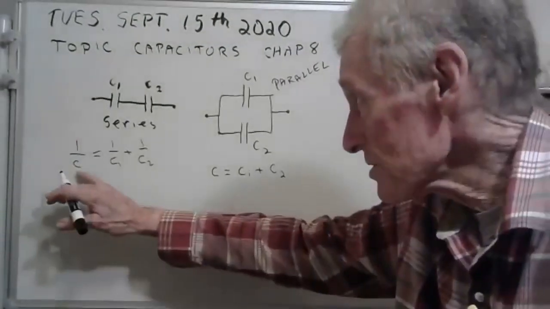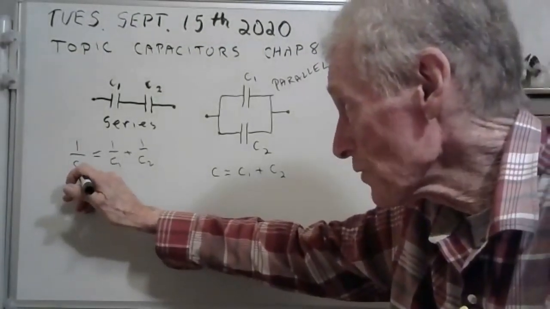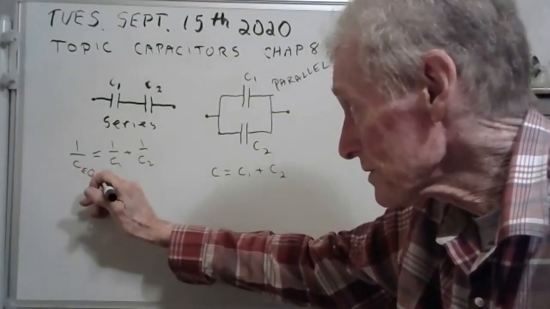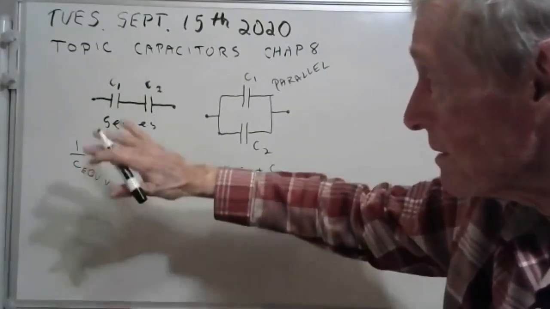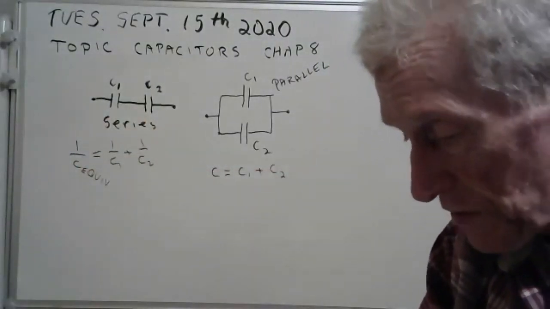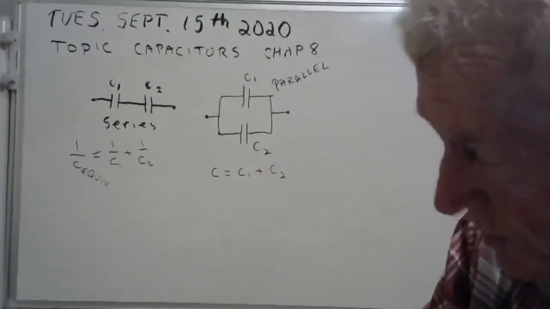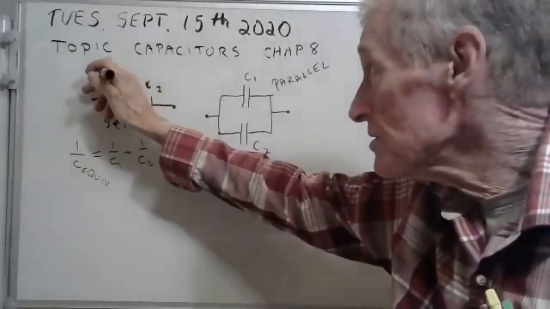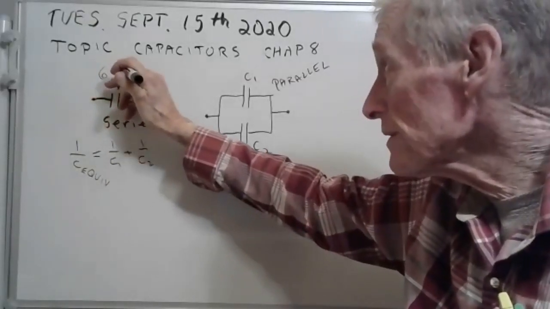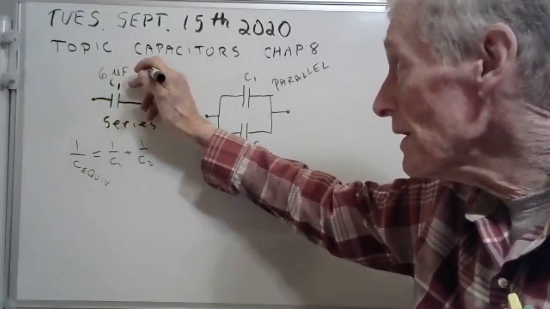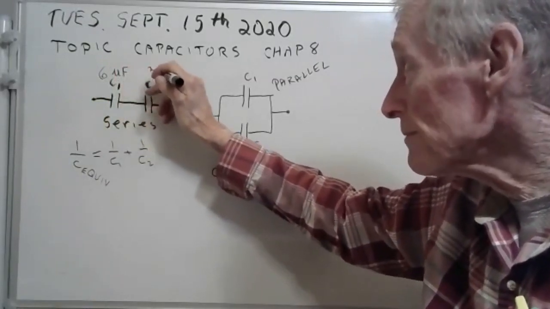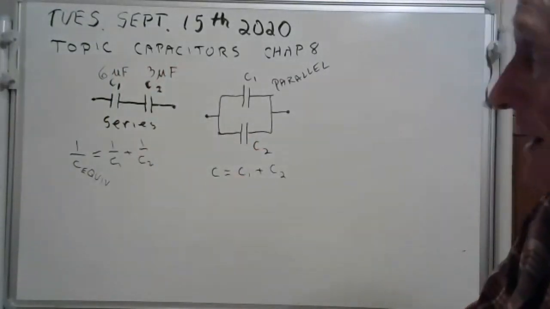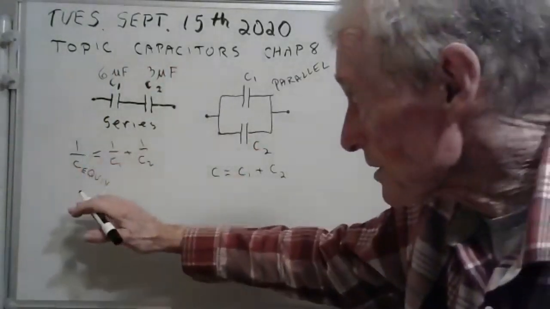I don't know what to call this. The best name that I can think of is the equivalent capacitance. Let's put some numbers in there and we'll show you. Usually these things come in pretty small numbers, like maybe 6 microfarad and 3 microfarad. But you don't add them and get 9 microfarads. You have to do this.